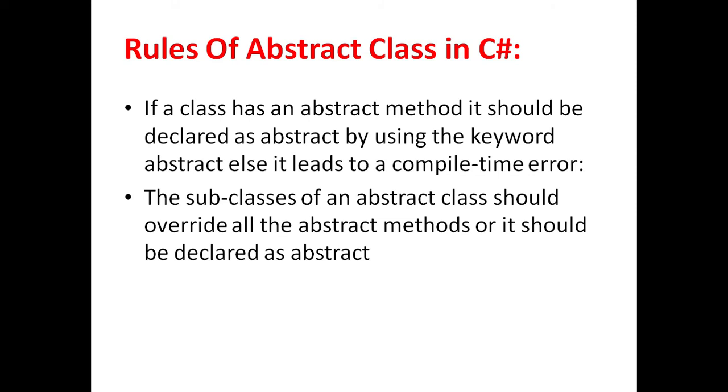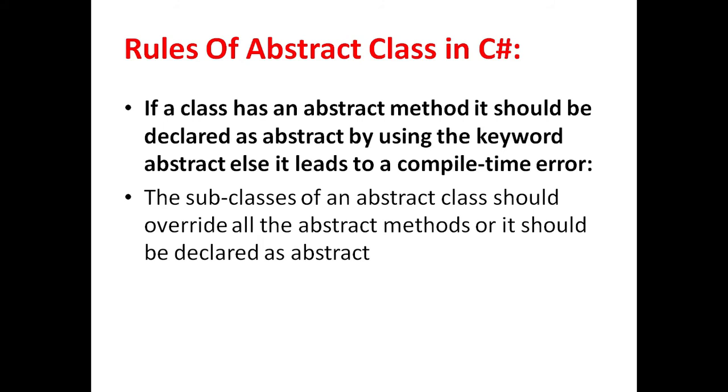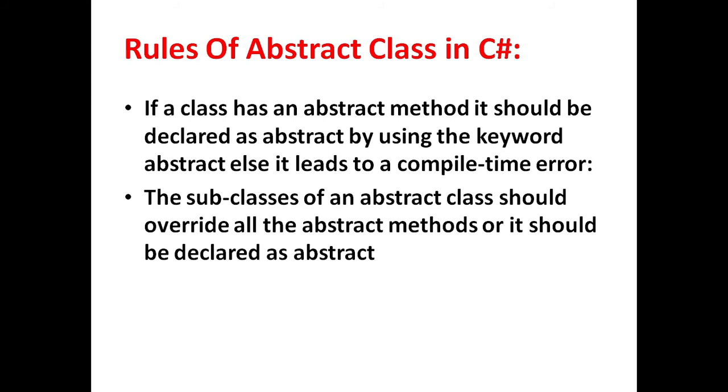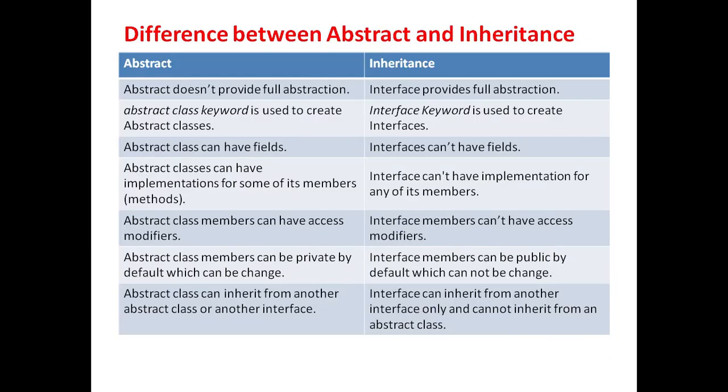While defining abstract class, remember some points. If a class has an abstract method, it should be declared as abstract by using the keyword abstract, else it leads to a compile time error. And the subclasses of an abstract class should override all the abstract methods, or it should be declared as abstract. Difference between abstract class and interface are: abstract class doesn't provide full abstraction, whereas interface provides full abstraction.